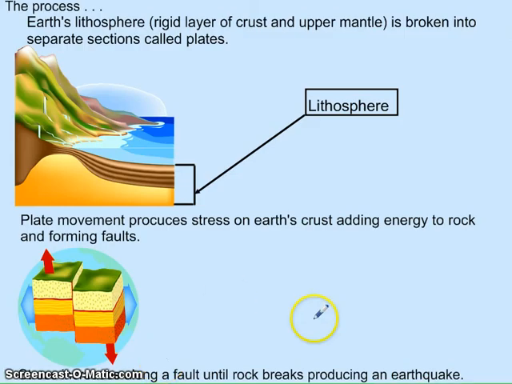So let's look here. You can see here that when the Earth is actually moving, the Earth's lithosphere, which is that rigid crust in the upper mantle, is broken into separate pieces. And when these plates collide, there can be a buildup of stress. Or when these plates slide past each other, there can be a buildup of energy in the rock. Eventually that energy will break and the rocks will slide past one another. And when they do this, this actually produces an earthquake.